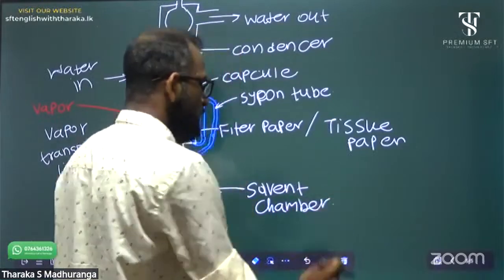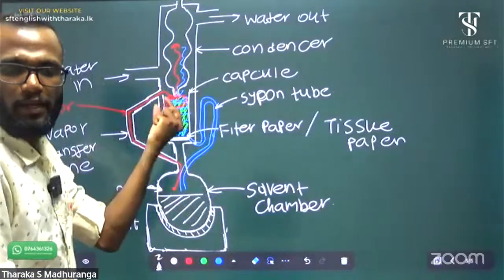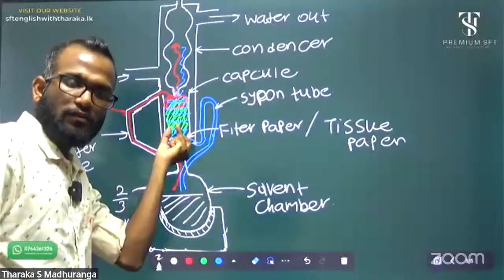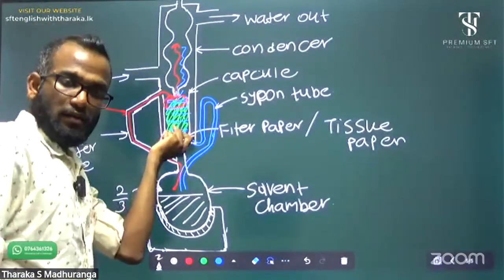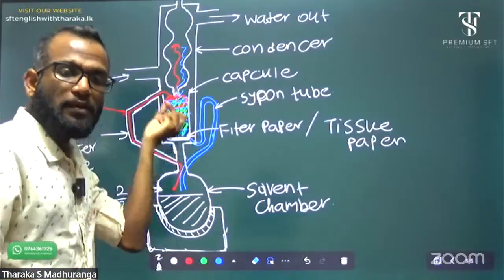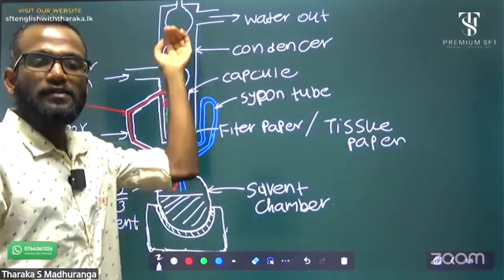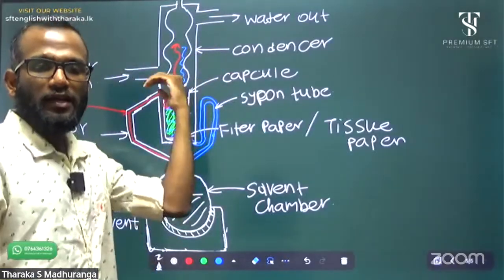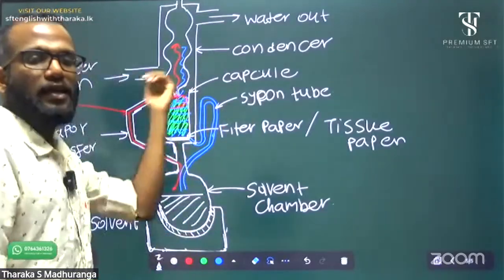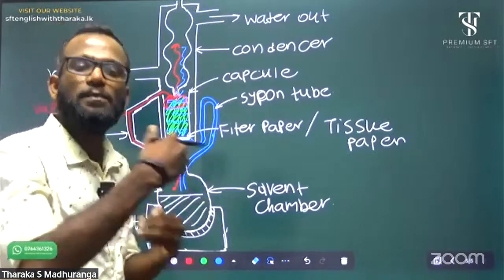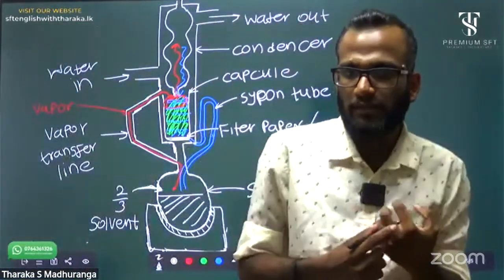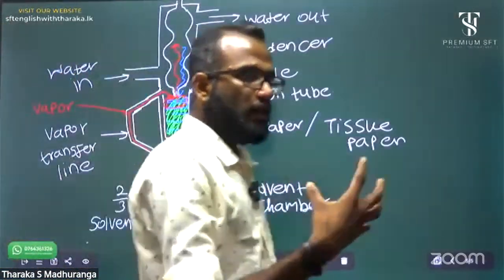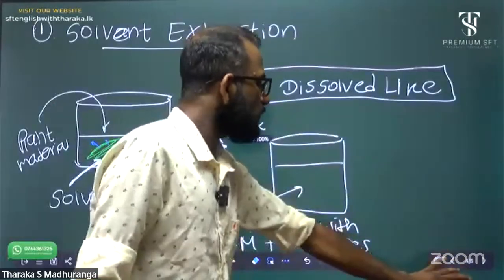Understood? Then again from the beginning, it evaporates, vapors accumulate in the plant material chamber, and again go through the condenser, condensation, filling into the plant material chamber, continuous filling, and again siphoning, and again flowing, again siphoning. It's a cyclic process that we call the refluxing process. That is the advantage over simple solvent extraction.